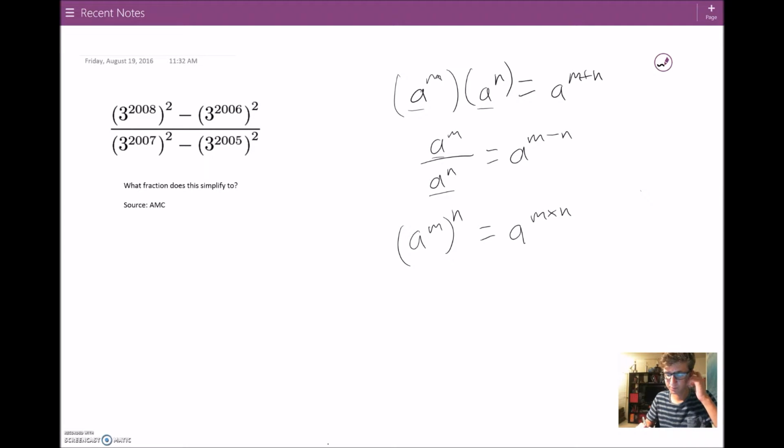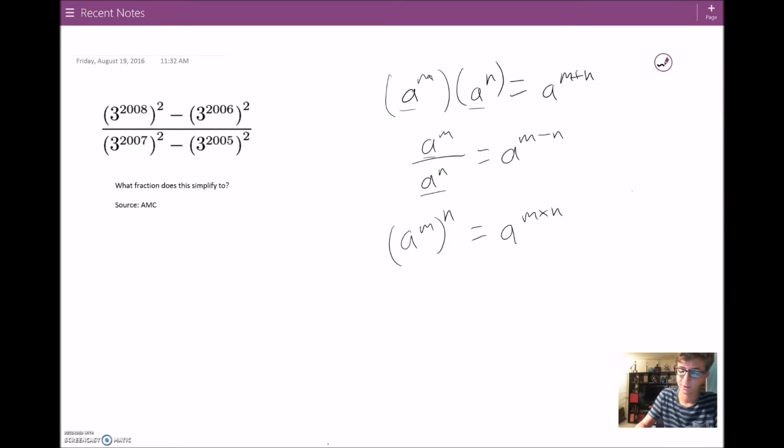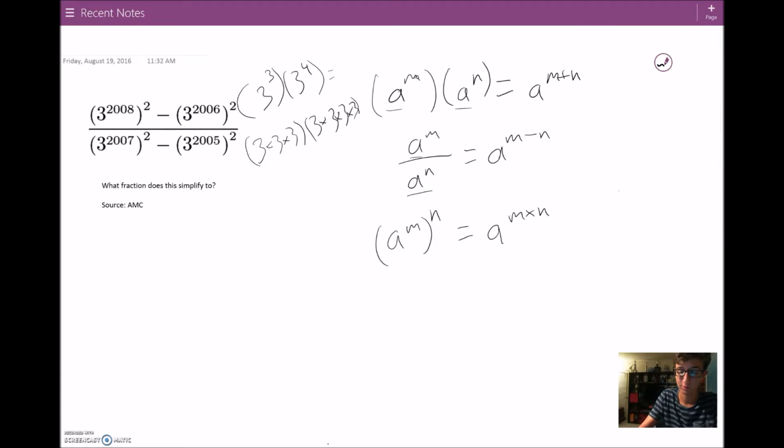Now I'll go through why this is true for a couple of them. A to the power of m means a is being multiplied m times, and then that is being multiplied n times. How many total a's are there? There are m plus n a's. Let's say this was 3 to the 3rd times 3 to the 4th. That would be 3 times 3 times 3, and then times 4 more 3's. How many total 3's are there? 7. So that's 3 to the 7, which is 3 to the 3 plus 4.